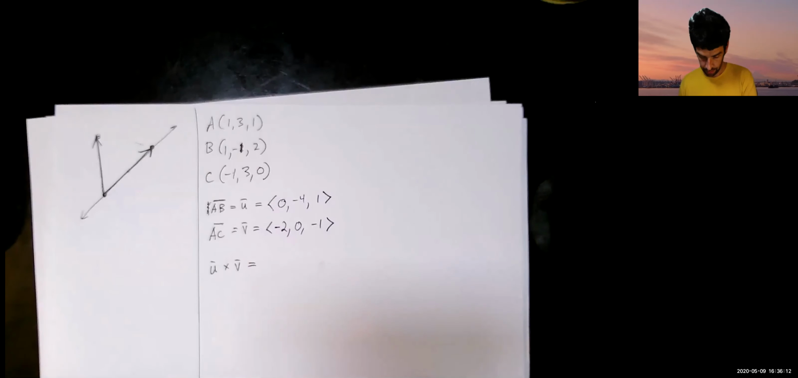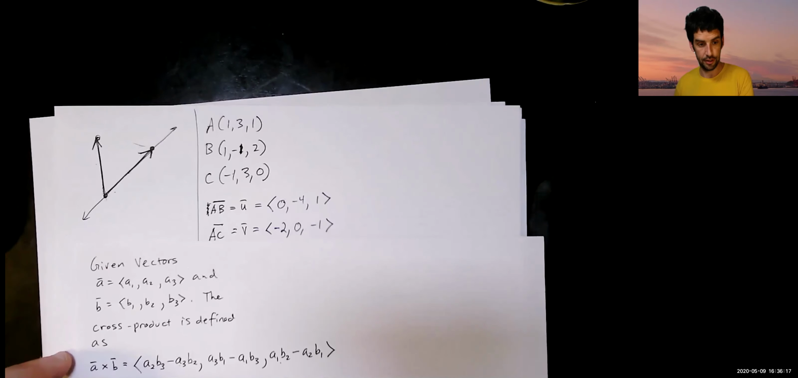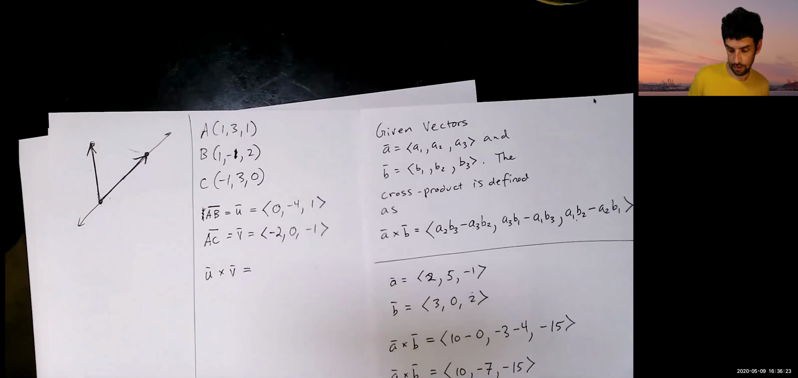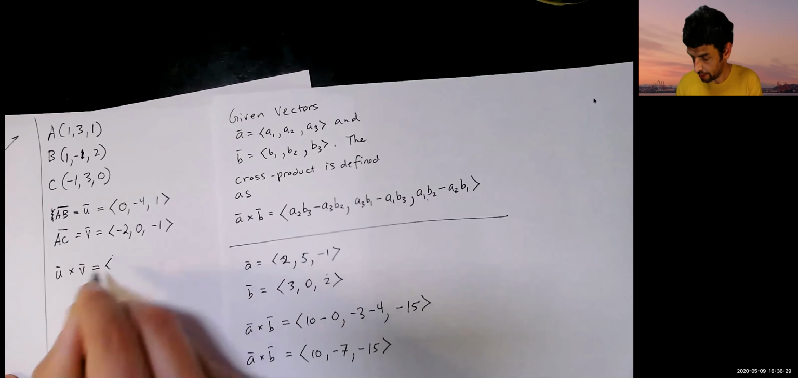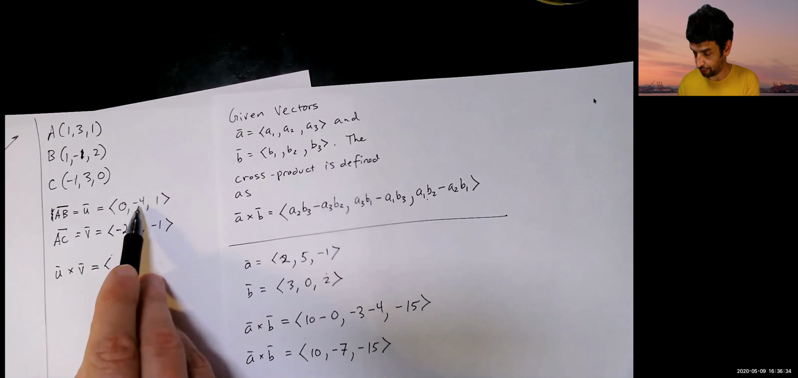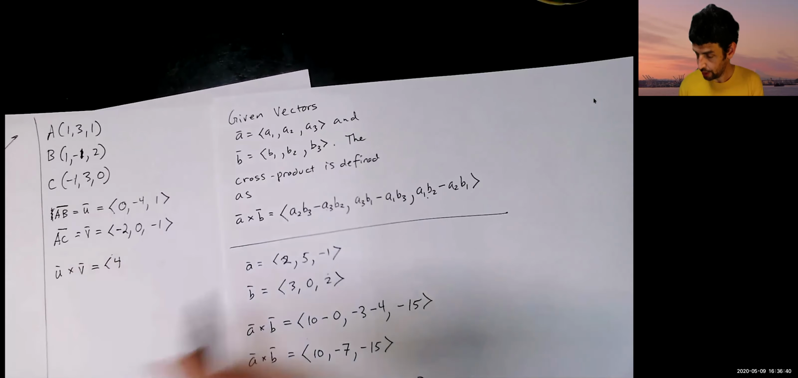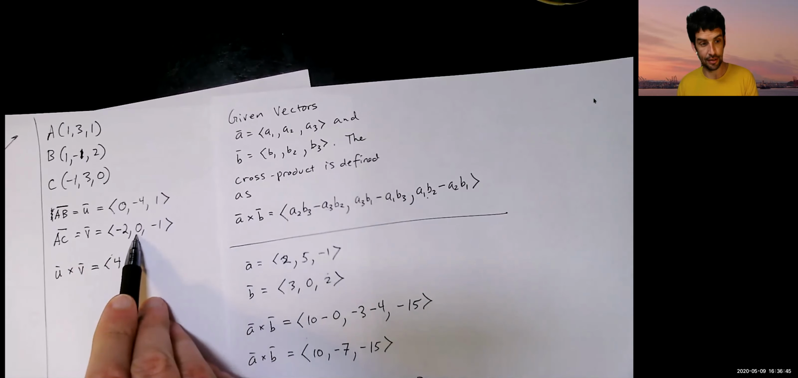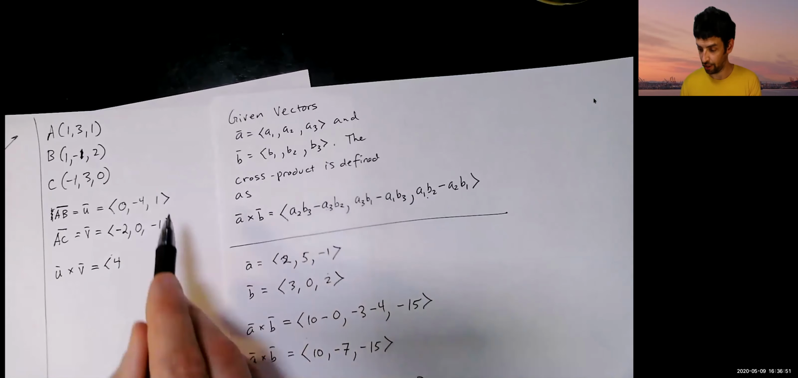Okay, so let's remind ourselves of this formula. I'll put it here. Okay, so I've got to take the second component of the first vector times the third component of the second vector. So -4 times -1 gives me a 4. Then I subtract the third component of the first vector times the second component of the second vector right here.